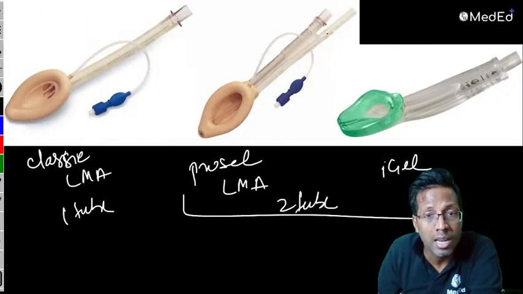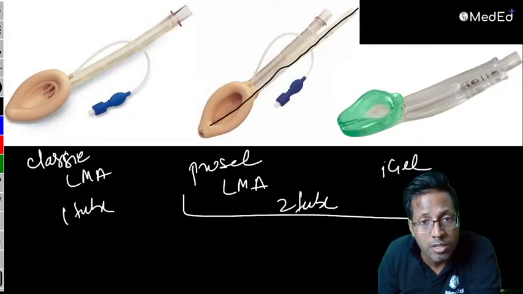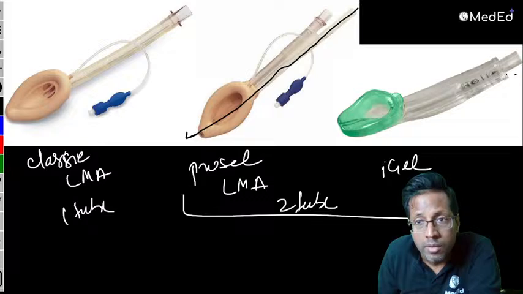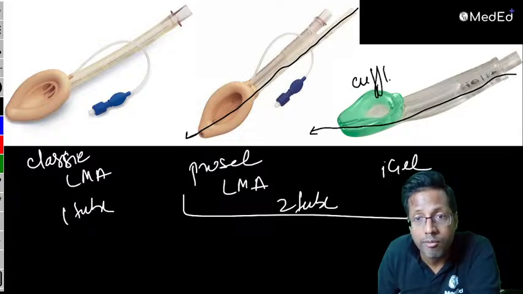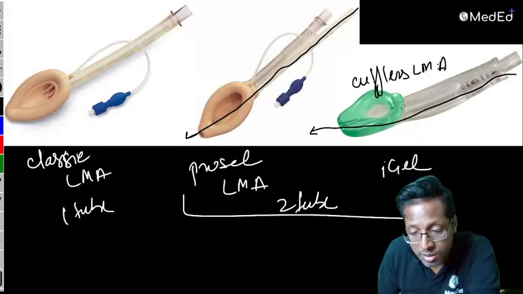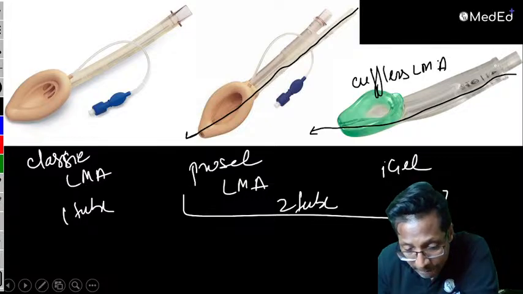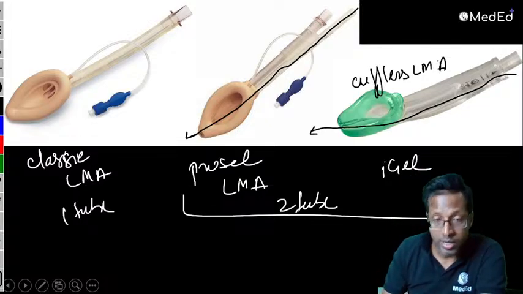If you look at the ProSeal LMA, this is where the Ryle's tube goes inside. In the iGel, this is where the Ryle's tube goes inside. An important part is iGel is a cuffless LMA. There is no cuff. Just insert inside and the patient's life is saved. Clear? So this LMA is very important, guys, remember.